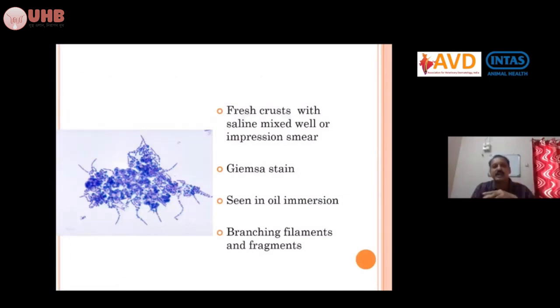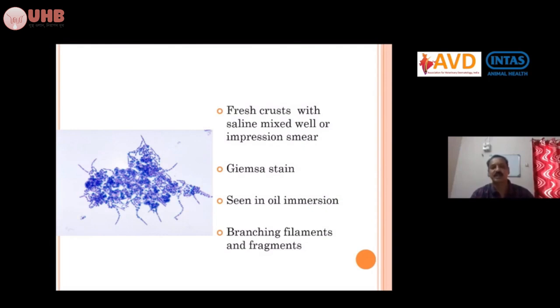It is very easy to identify wherever we are practicing in our field conditions itself. The only thing is, you have to collect the crust-like material, mix it with normal saline, put it on the slide and mix it well, make a smear and dry it, stain it with Giemsa stain and view it under oil immersion.